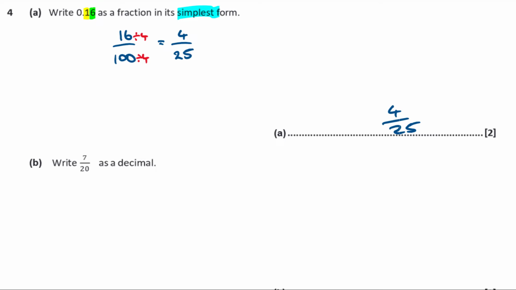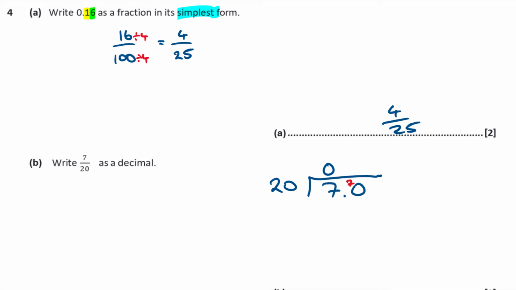And then part 2, write 7 over 20 as a decimal. Now I'm going to do this as a division. How many times does 20 go into 7? Actually, let's draw it a little bit closer here. Well, it doesn't go, does it? It goes in 0 times. And I'm going to have to put a 0 on there, 7.0, so I can carry the 7 over.